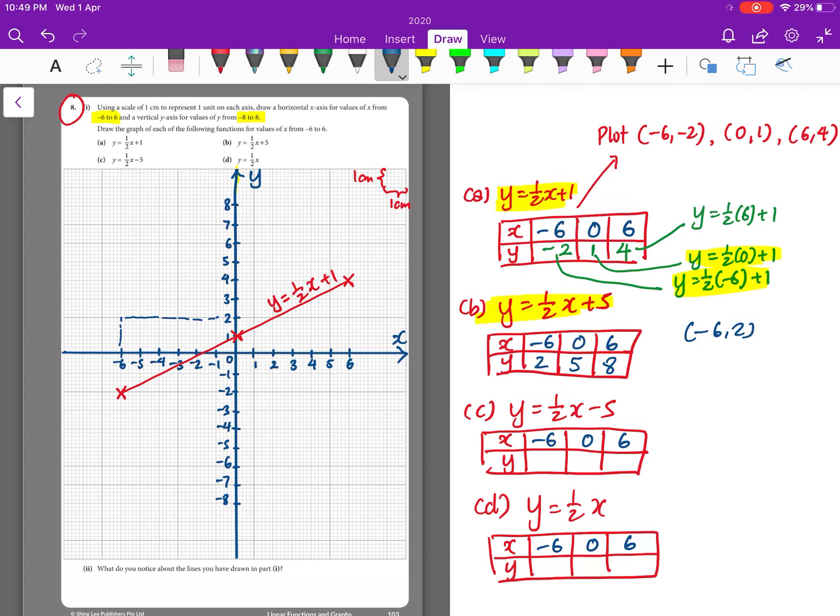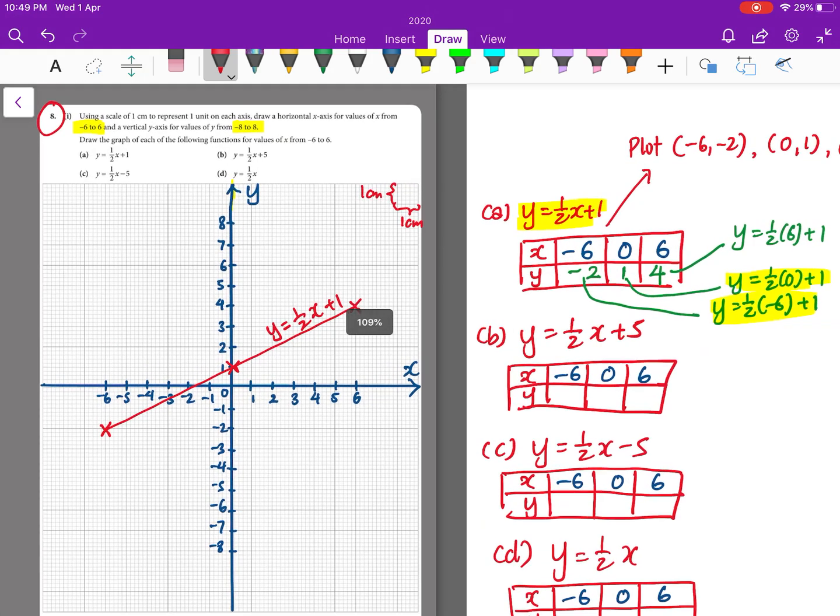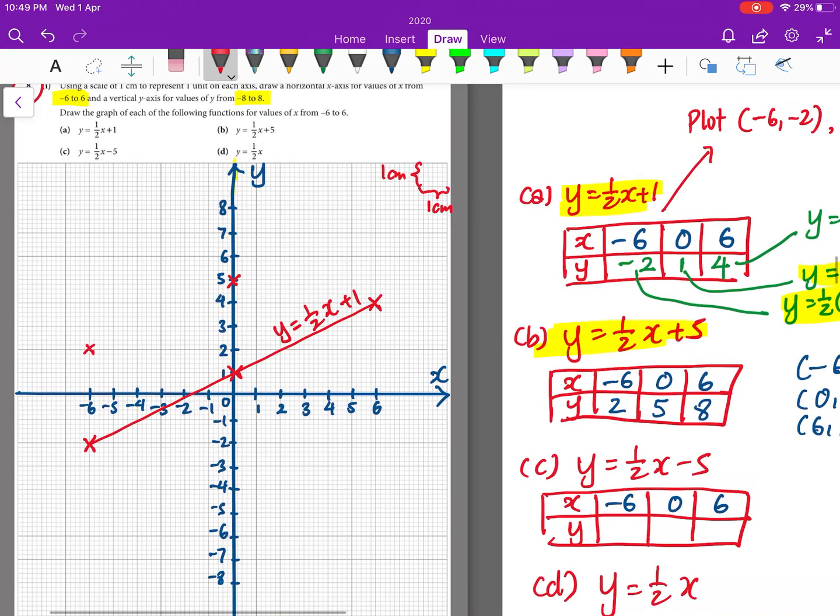Okay, so you plot a point there. Then the second point, 0, 5. 0, 5 is here. Last but not least, 6, 8 is somewhere here. Okay, at this stage you need to use a ruler and draw a line to connect the three coordinates, the 3 points.